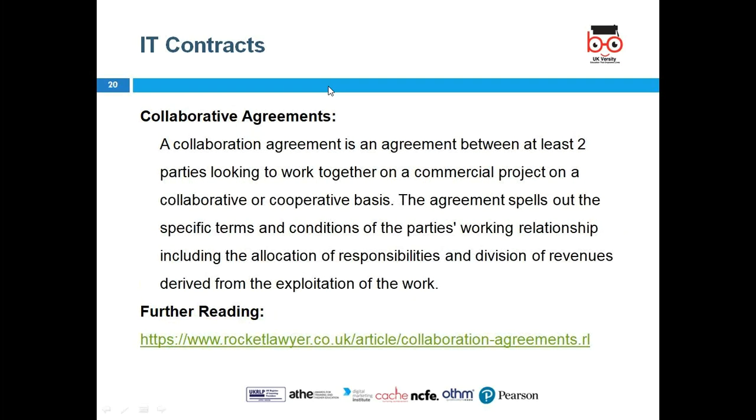Then the collaborative agreement. A collaborative agreement is an agreement between at least two parties looking to work together on a commercial project on a collaborative or cooperative basis.